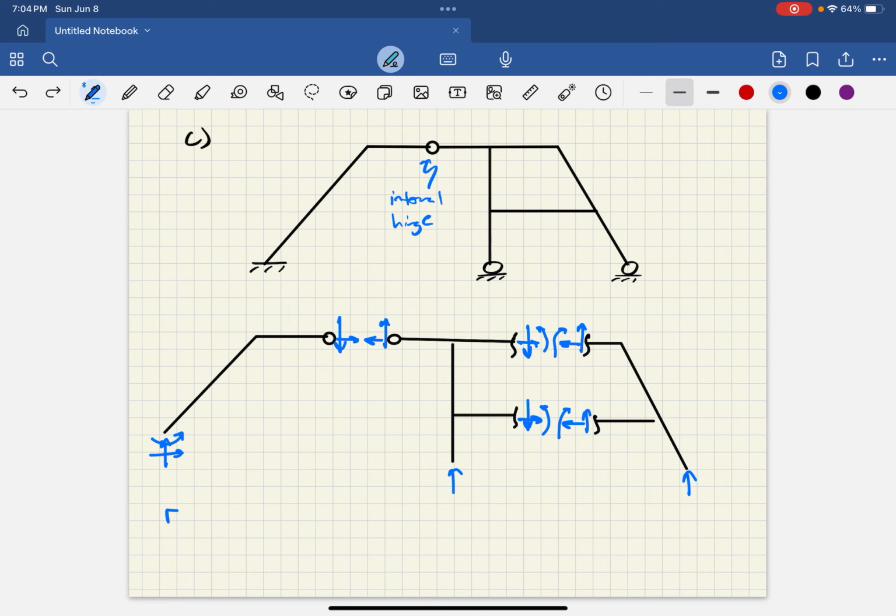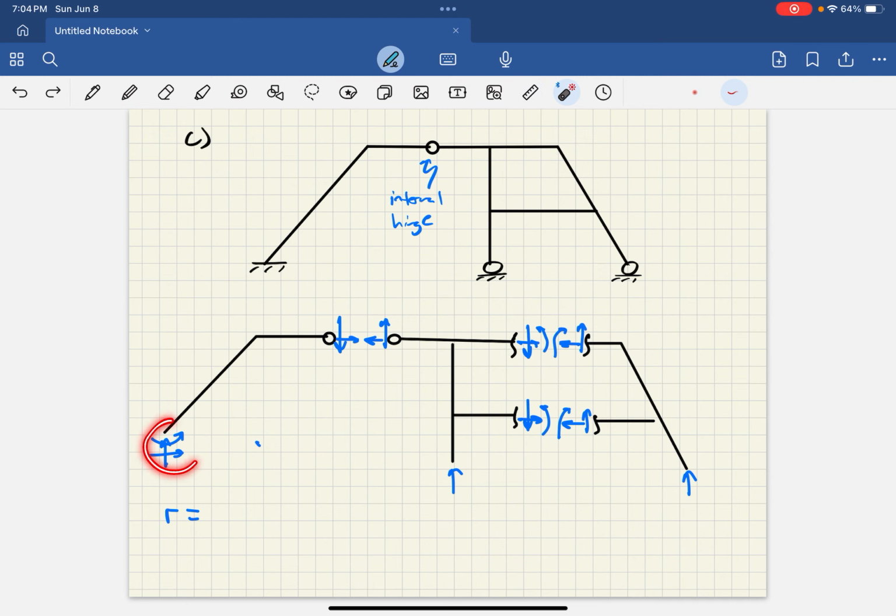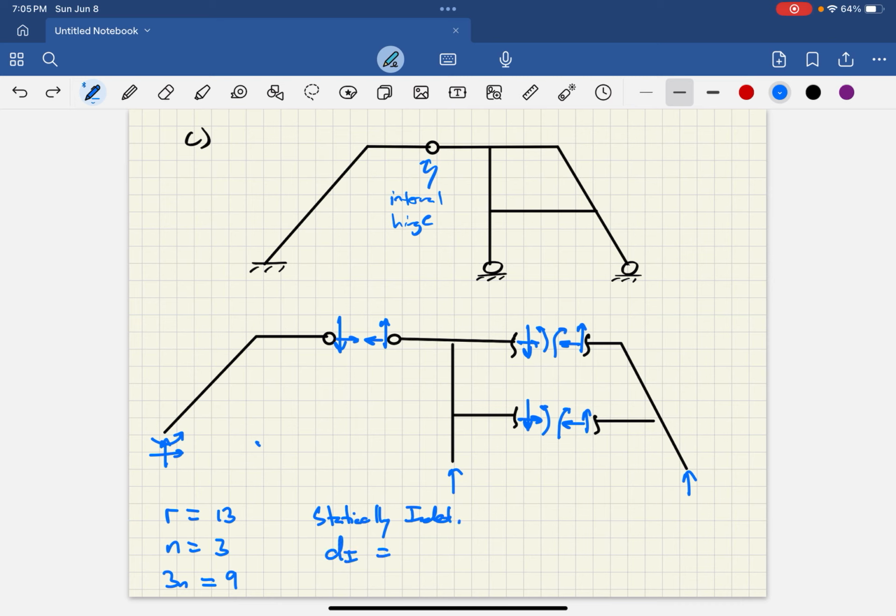So here, what do we have? We have a number of reactions. 1, 2, 3, 4, 5, 6, 7, 8, 9, 10, 11, 12, 13. So R is 13, N is 3, 3N is 9. So this is statically indeterminate, and the degree of indeterminacy is what? 13 minus 9, 4th degree indeterminate.